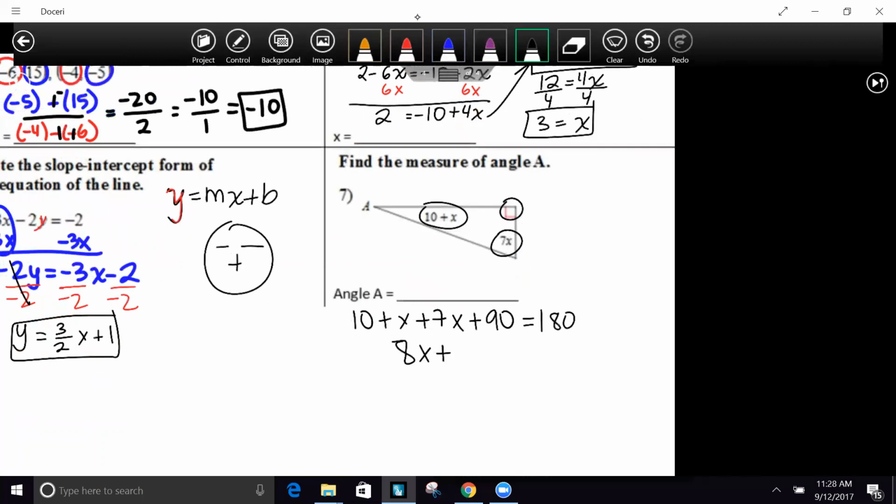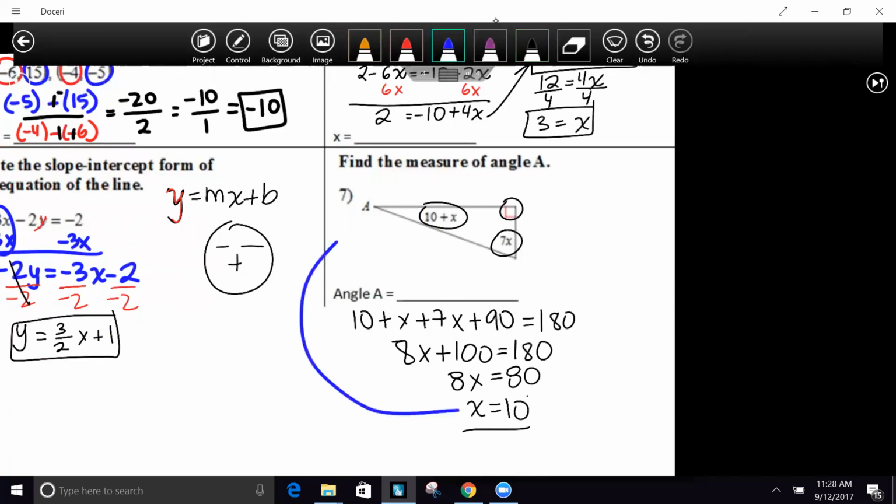8x. Slow down, you're going fast. Subtracting out 180. Dividing out by 8. Is this our answer? What is it asking us to solve for? The measure of angle A. So I'm going to take this and plug it back into A. A happens to be 10 plus x, where x is 10. 10 plus 10 is 20 degrees. Yeah, we'll put degrees in there.